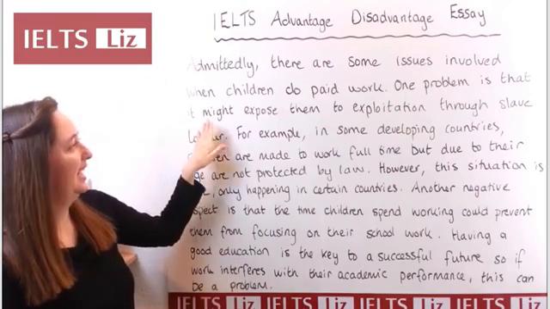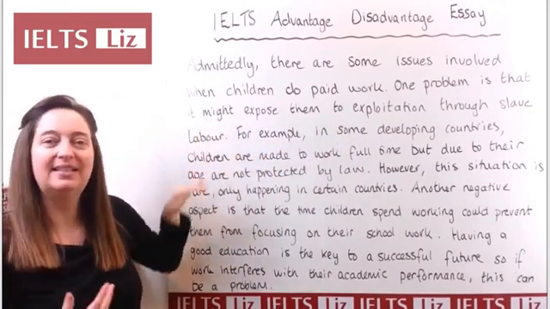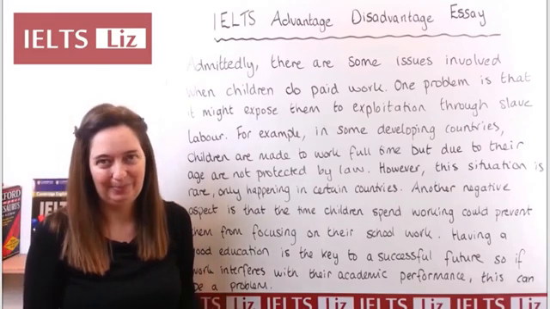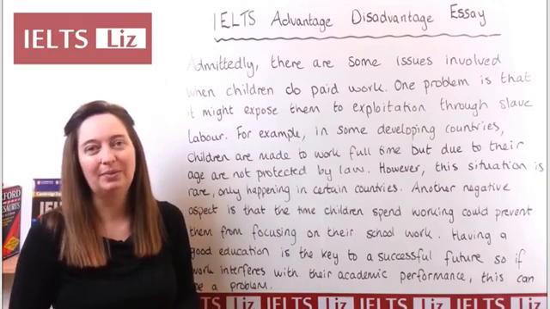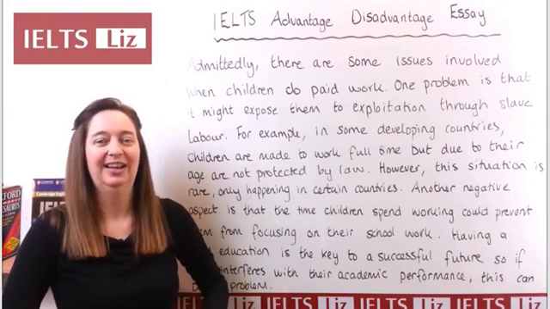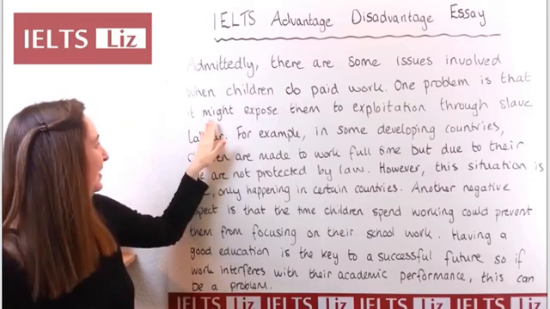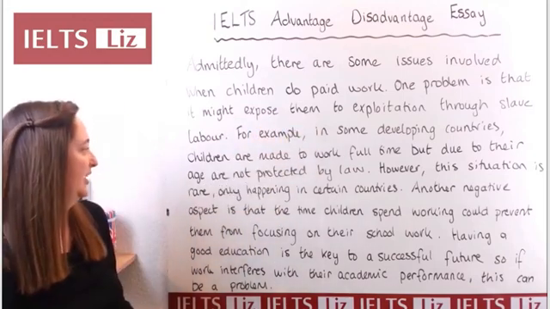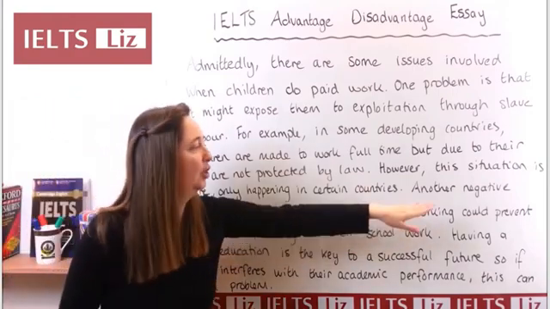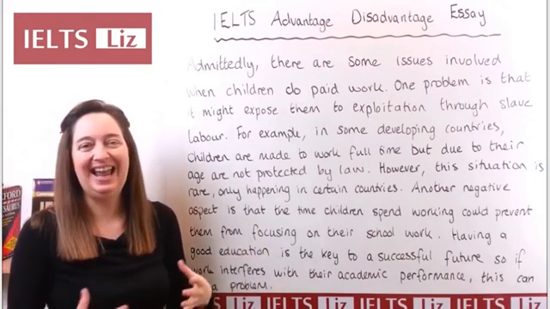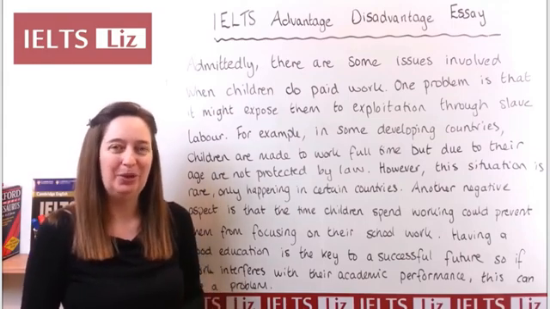Now, what we've done is saying that one problem is that it might expose them to. And saying might means that there is a possibility this won't happen. So changing it and using probability for your grammar is very important because it understates these ideas and it shows that really they are less important because we don't know if they will happen or not. So it might expose them to exploitation. Another example is that the time children spend working could prevent them from. And again, this is using probability. It could. We don't know if it will or not. So use the grammar to help you as well.